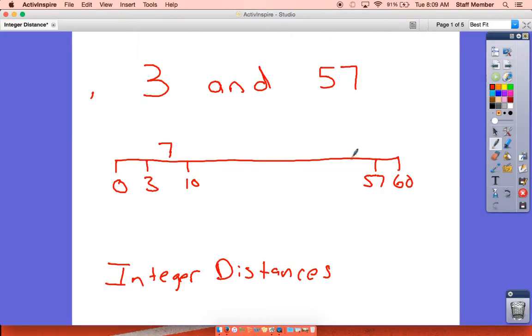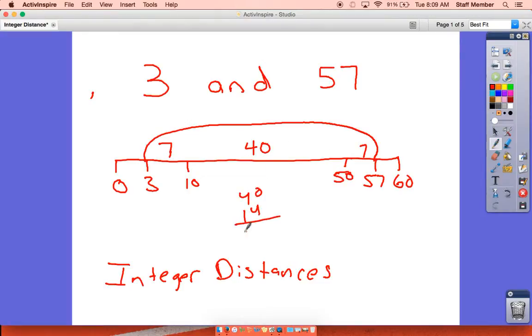I'm going to take a bigger jump now, and I'm going to go to 50 because I know how far apart 10 and 50 are. 10 and 50 are 40 apart. And then from 50 up to 57, that's 7. So here's my line from 3 all the way up to 57. And now all I have to do is put these together to see how far apart that was. So 7 and 7 is 14. And then 40 plus 14 is going to be 54. So the numbers 3 and 57 are 54 apart.